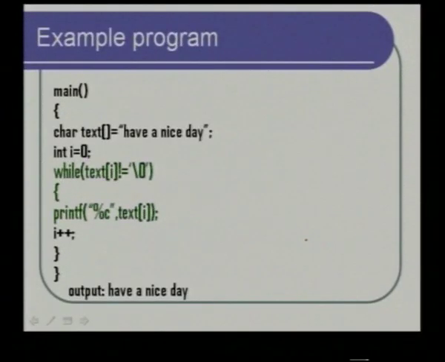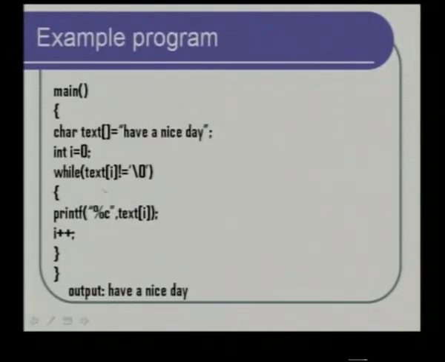While text of i is 0, so we are starting from the first character of the array, while text of i is not equal to null. That means, as long as there is some value in the array, until the array has ended, I want to print all the characters. That is why I am checking whether this is equivalent to null. So, while it is not equal to null, I am printing each character one by one.